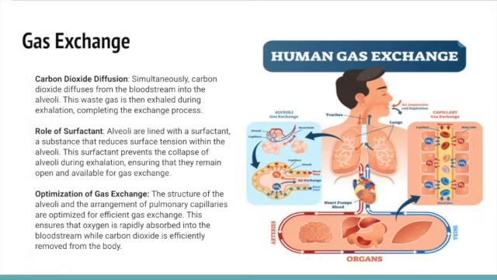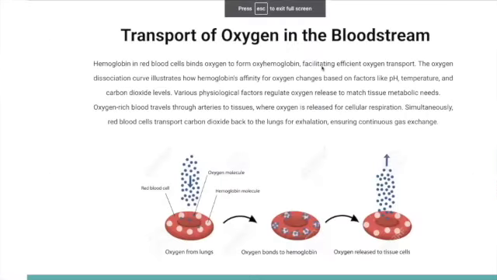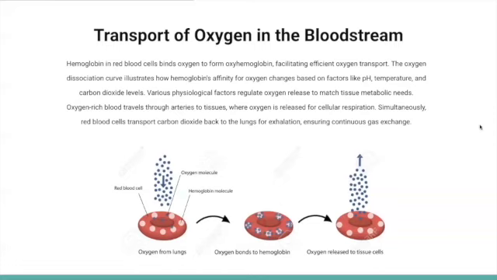Optimization of gas exchange. The structure of the alveoli and the arrangement of the pulmonary capillaries are optimized for efficient gas exchange. This ensures that oxygen is rapidly absorbed into the bloodstream while carbon dioxide is efficiently removed from the body. Transport of oxygen in the bloodstream.